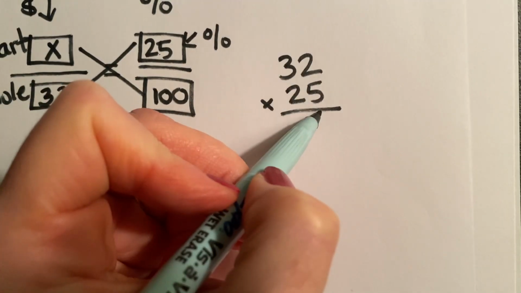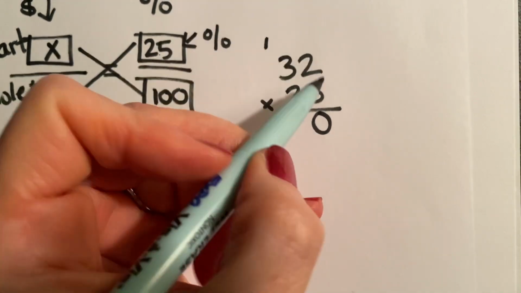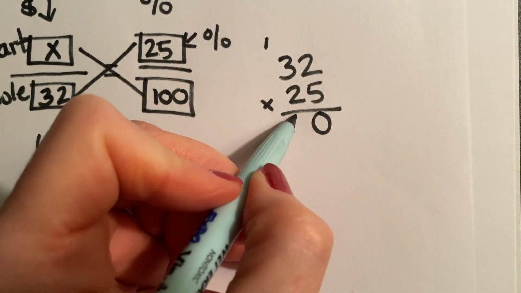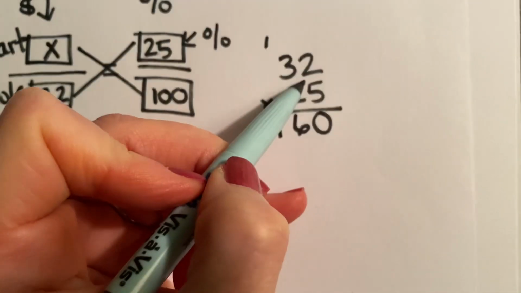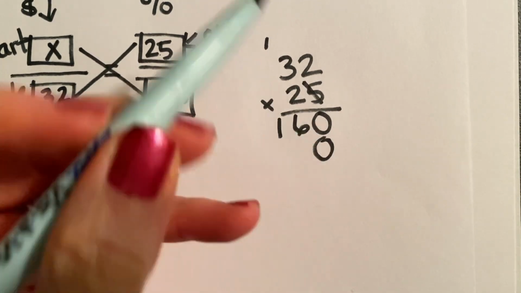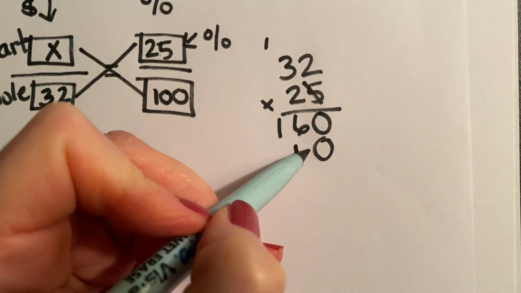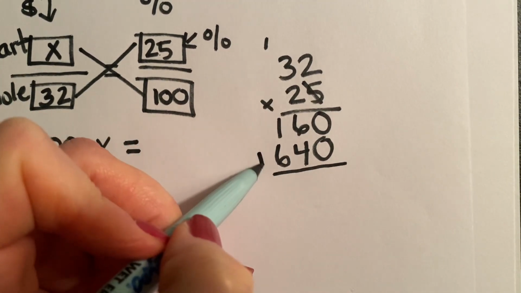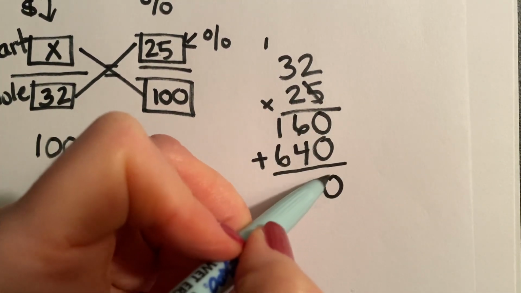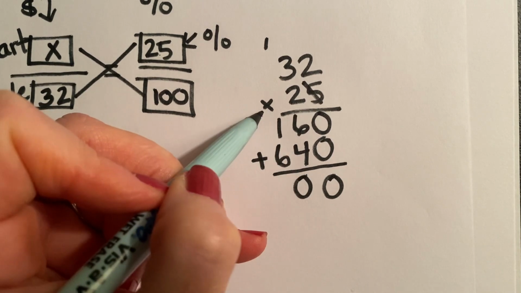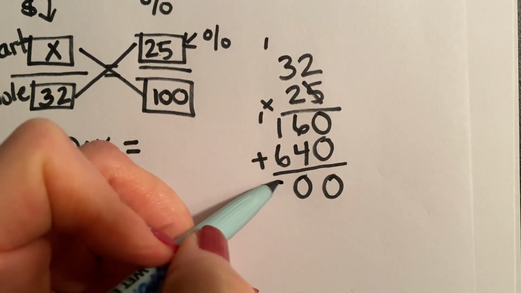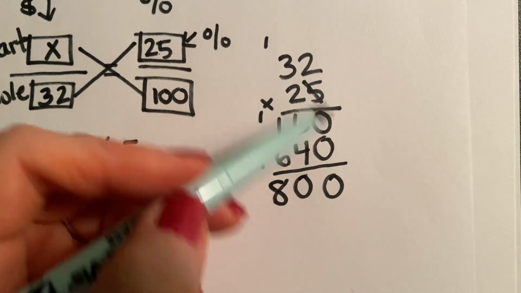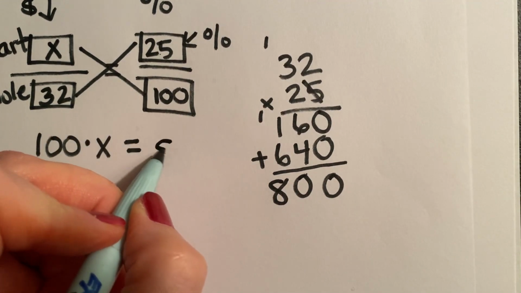Okay, 5 times 2, that's 10. Carry that 1. Here we have 15 plus 1 is 16. Cross off that 5, put a 0. 2 times 2, 4. And 2 times 3, 6. We'll add straight down. We've got 0. We've got 10. 6, 7, 8. And I don't have a decimal to add back in, so I'm just going to say 800.